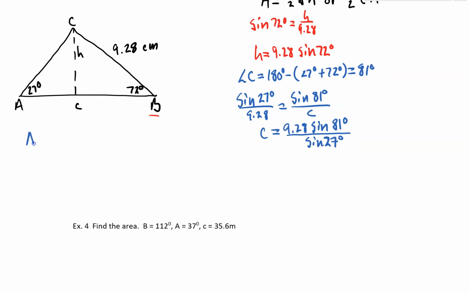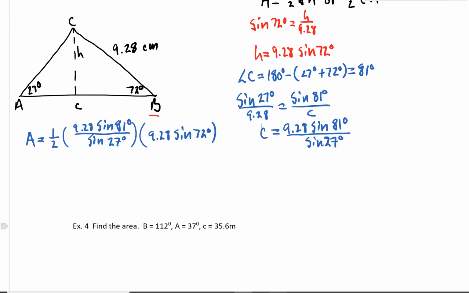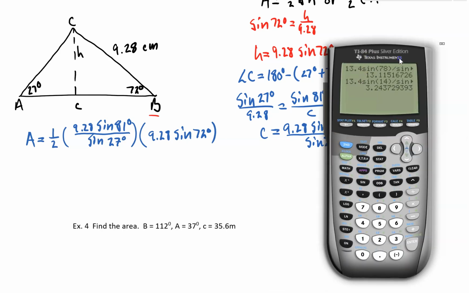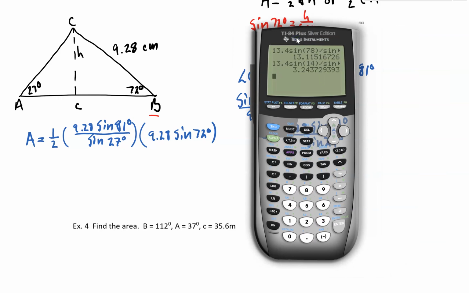And now I'm going to rewrite my equation. A is equal to 1/2 times little c. Well, little c is 9.28 sine of 81 degrees, all of that over sine of 27 degrees. And I'm going to multiply that by the height, which was 9.28 sine 72 degrees. I'm going to just use my calculator here and plug it all in so that you guys can see that it really doesn't matter at this point when you do this.